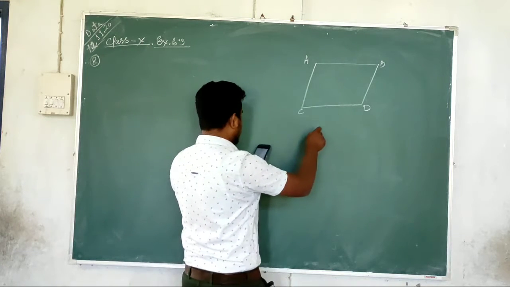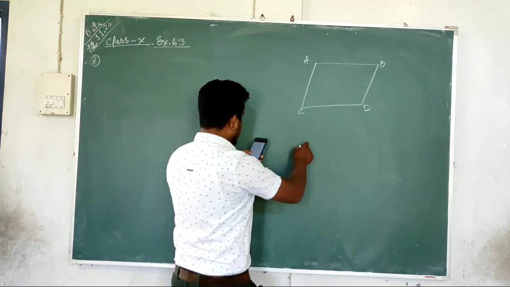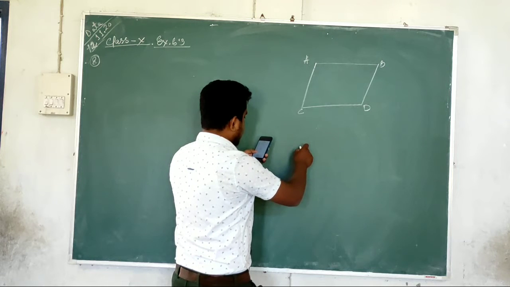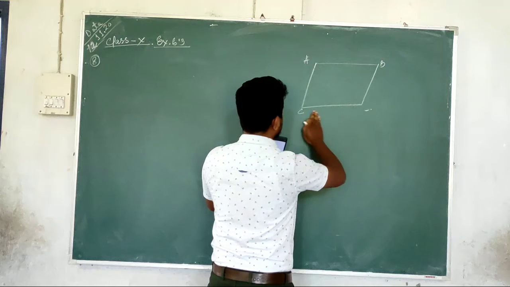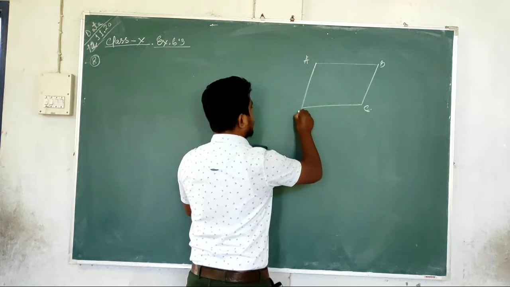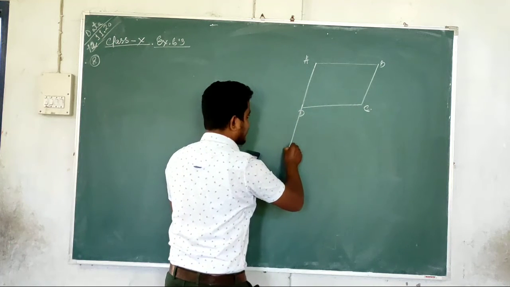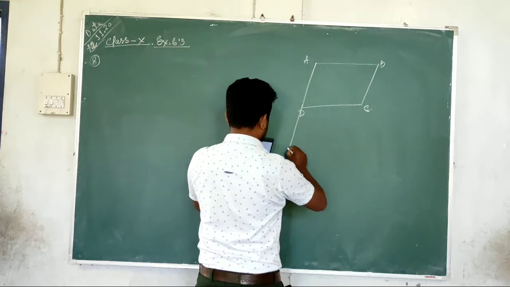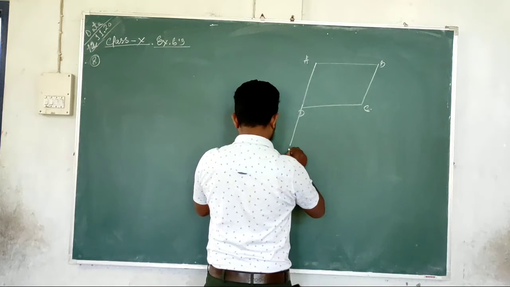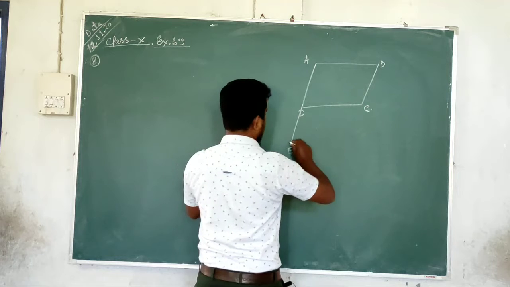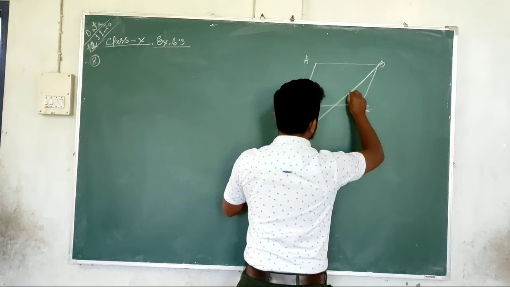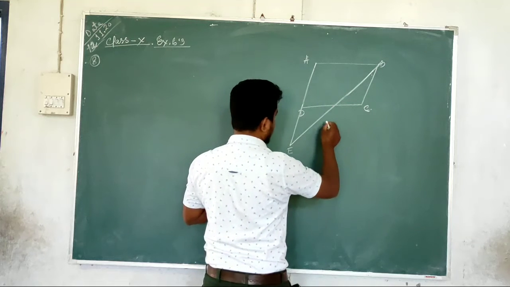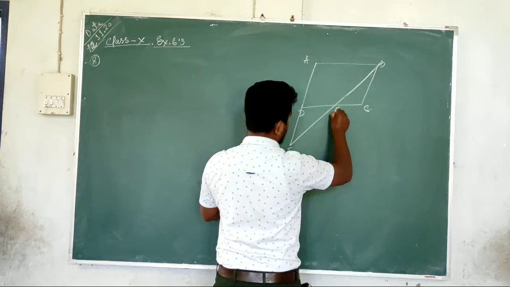So here ABCD is a parallelogram, and given that E is a point on the side AD produced. This one is AD, now extended AD. AD is produced to E and join BE, and given that BE intersects CD at point F.